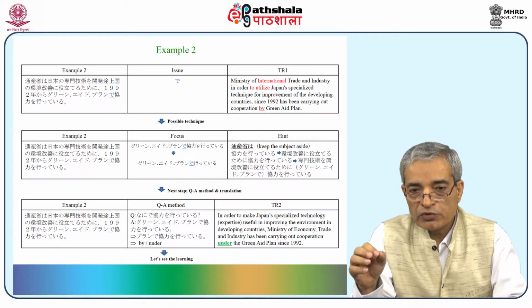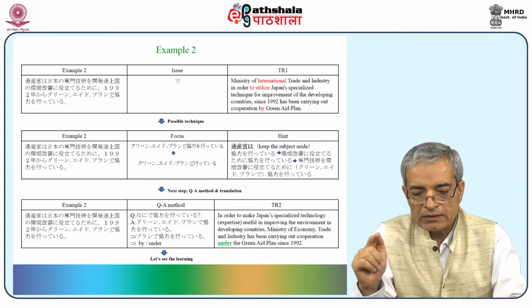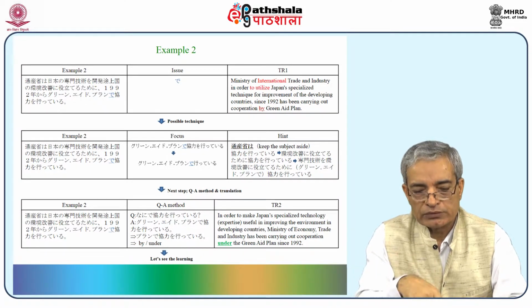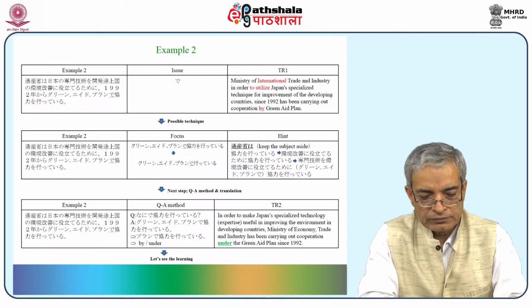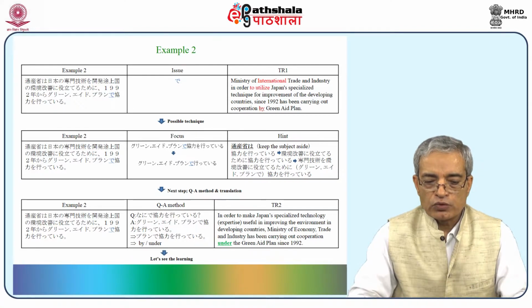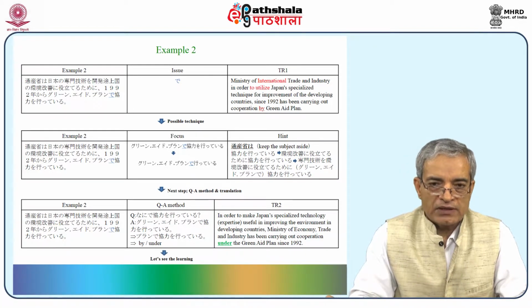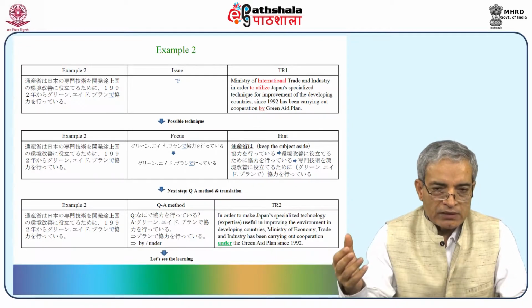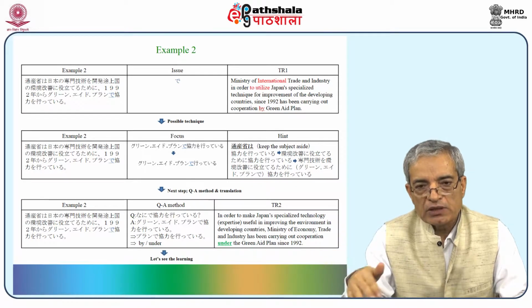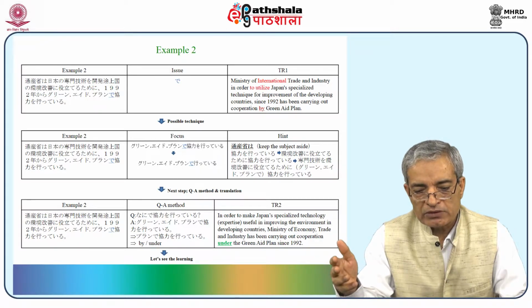Now, if you go to the QA method, the question is Nani de kyoryoku o konatteru. Green Aid Puran de kyoryoku o konatteru. And now when you say Puran de kyoryoku o konatteru, the equivalent comes as by this plan, and a free translation would be under this plan. And now see the translation.